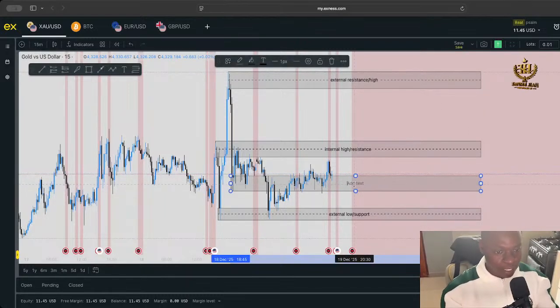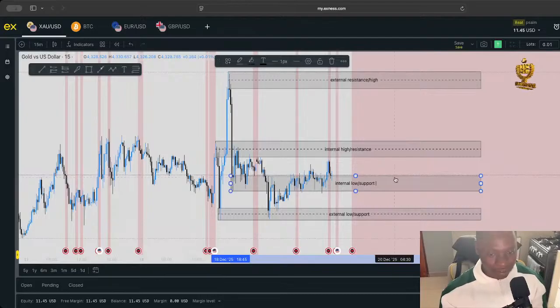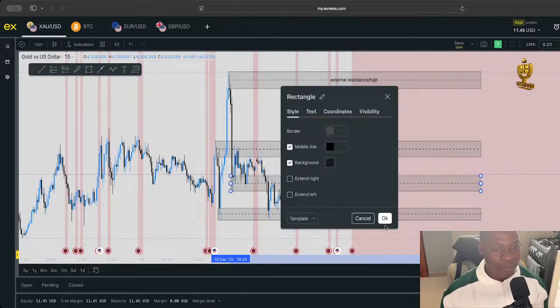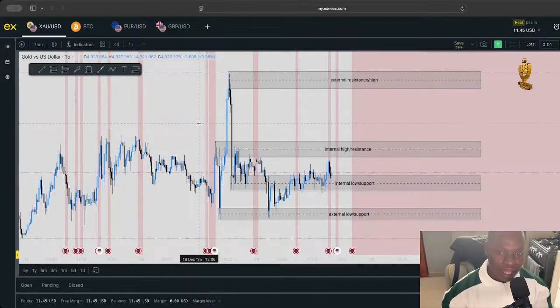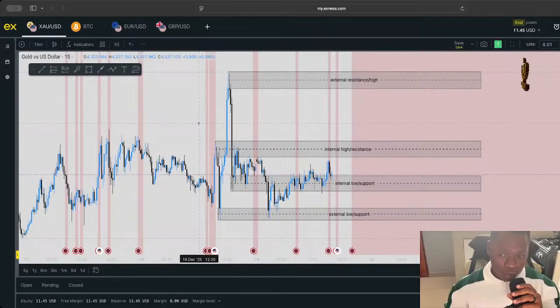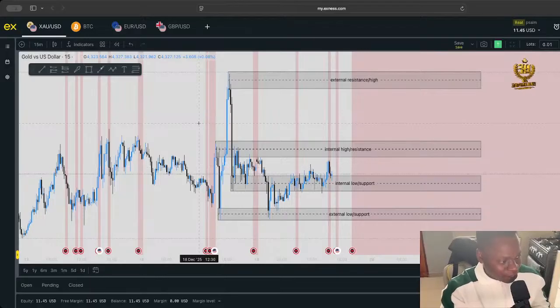So it becomes the internal low slash support, because the market is still trading above it. So these are the 4 levels that I mark before I take any trade. Before I can say, you know what, I need to buy or I need to sell gold. These are the levels that I mark first, so that they can give me a better idea where price is likely to go.